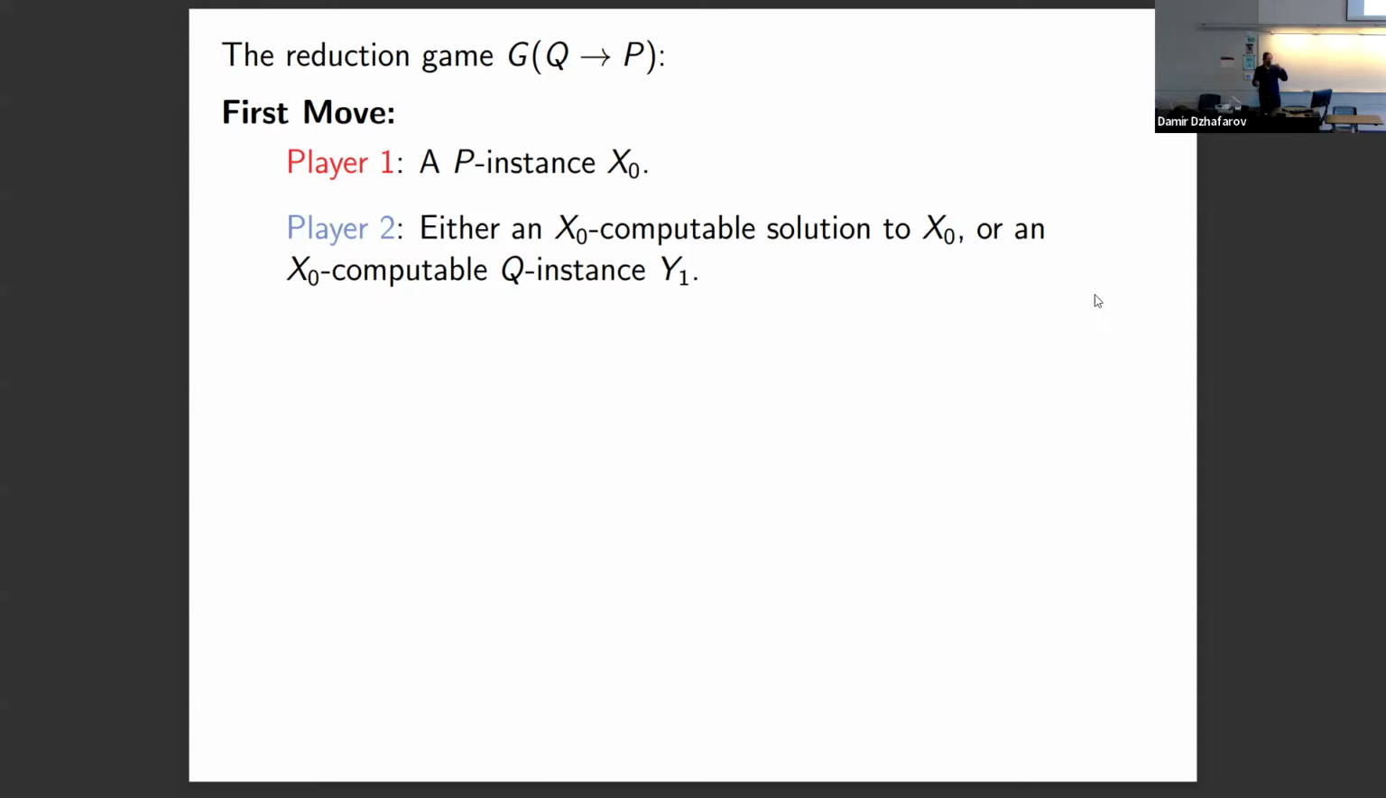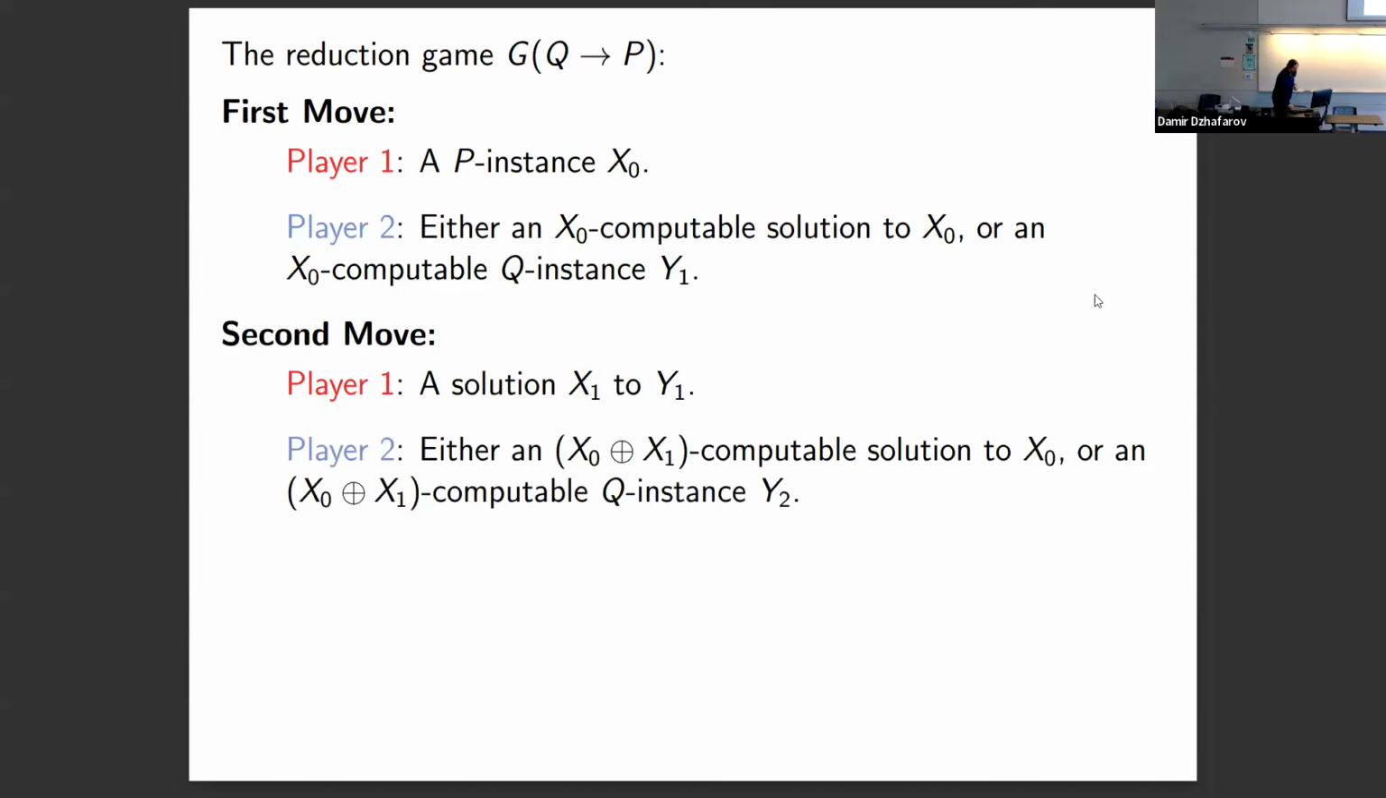But remember, the blue player has to play computably, right? So it has to be a computable solution. If it can't, then it does the same thing it did in computable reducibility, which is to play an x0-computable instance of Q. Now the red player has to solve that instance, plays any solution, right? Now, in the original computable reducibility game, this is the point at which player 2 would have to solve the initial instance computably, right? And we just have to do it. Now, it can do that if it can.